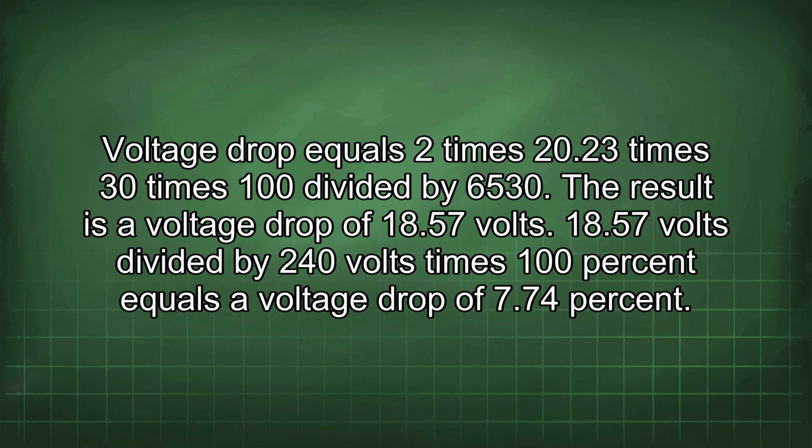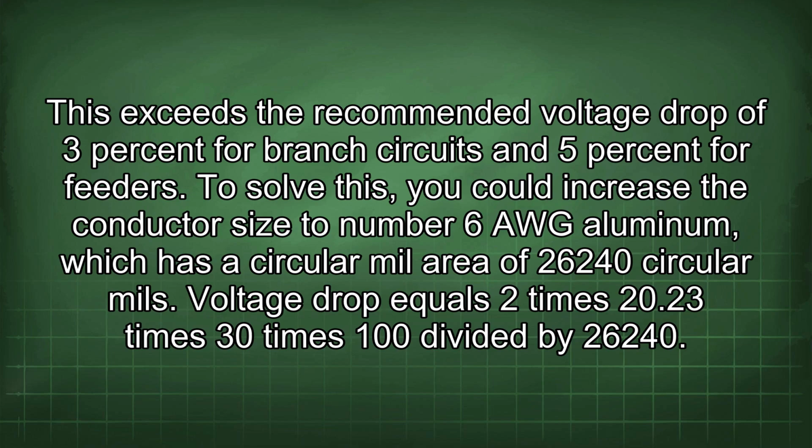Voltage drop equals 2 times 20.23 times 30 times 100 divided by 6,530. The result is a voltage drop of 18.57 volts. 18.57 volts divided by 240 volts times 100% equals a voltage drop of 7.74%. This exceeds the recommended voltage drop of 3% for branch circuits and 5% for feeders.